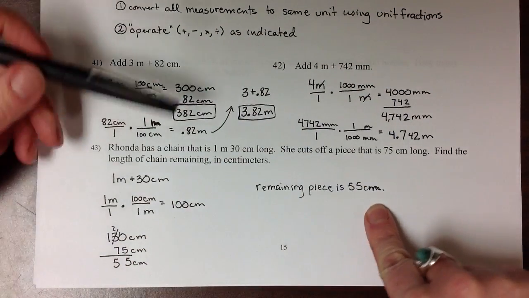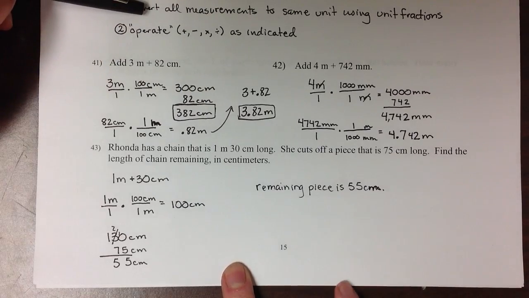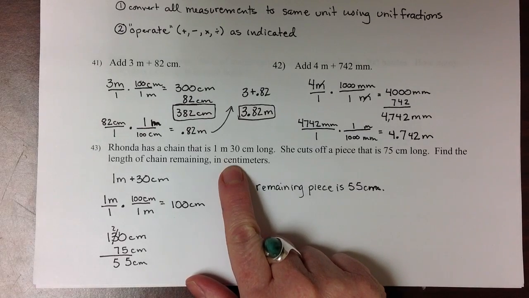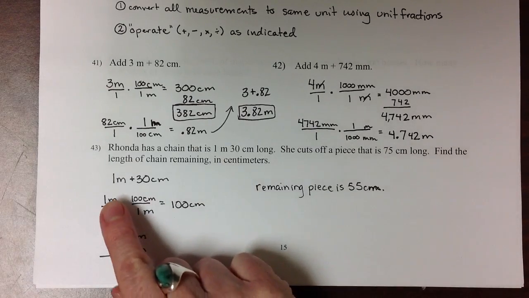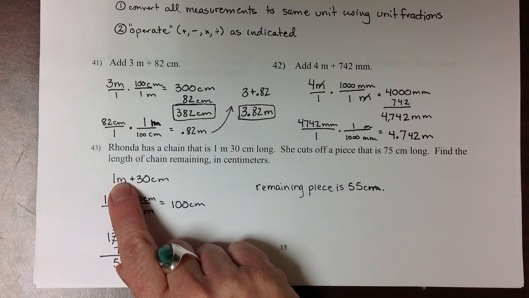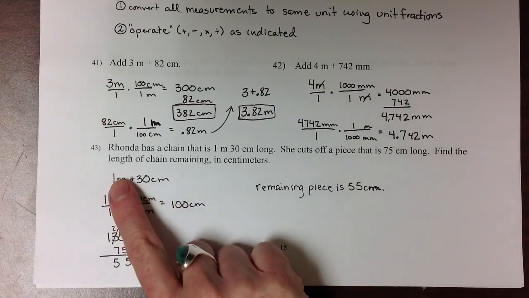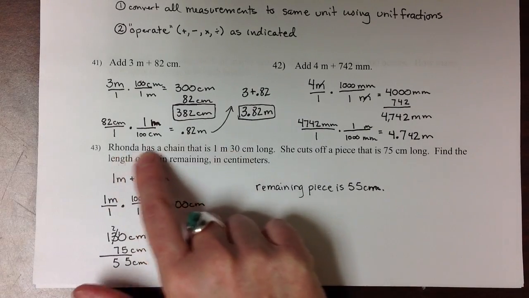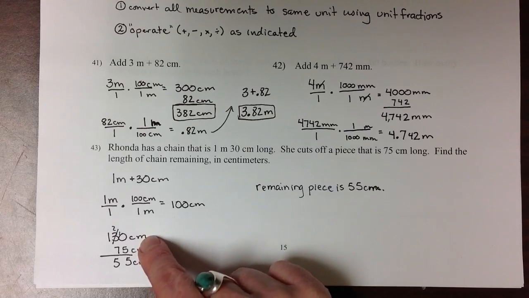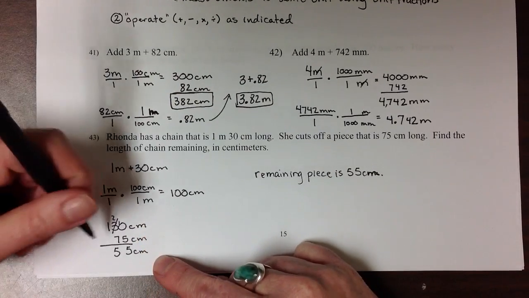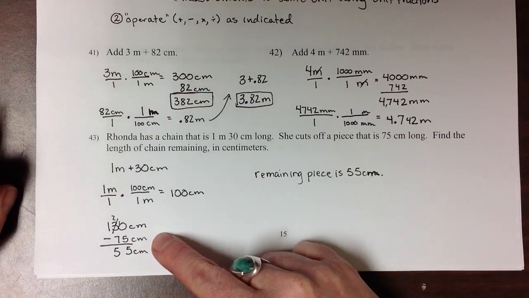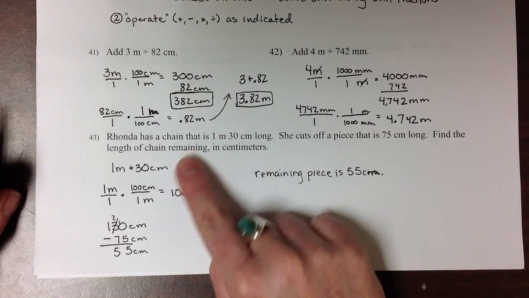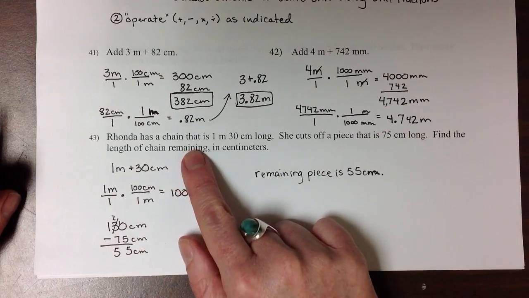So to go back through these steps again, I first converted all the measurements to the same unit. And because the problem specifically told me it wanted its answer in centimeters, I converted the meters from the initial problem into centimeters, 1 meter equaling 100 centimeters, plus the additional 30 centimeters of the original piece of chain. Then I subtracted 75 centimeters, because that was the piece that she cut off, and it leaves me with a piece that is 55 centimeters remaining.